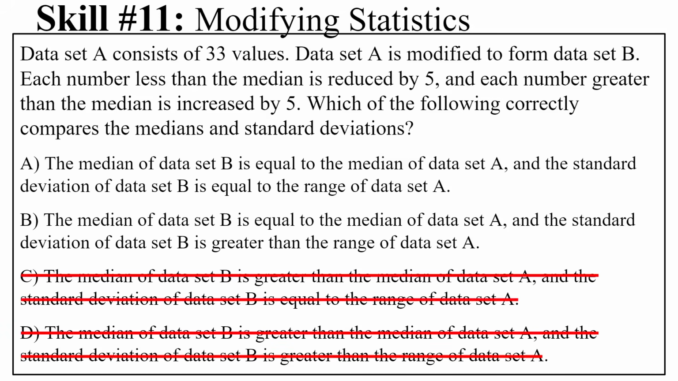So C and D are both wrong because it says the median is getting bigger. And we said the spread, because we're basically just taking the numbers and pushing them apart, right? So the spread will increase. So we want the one that says the standard deviation is greater. So that's answer choice B.